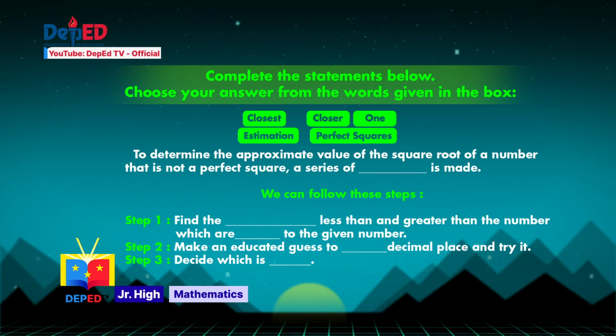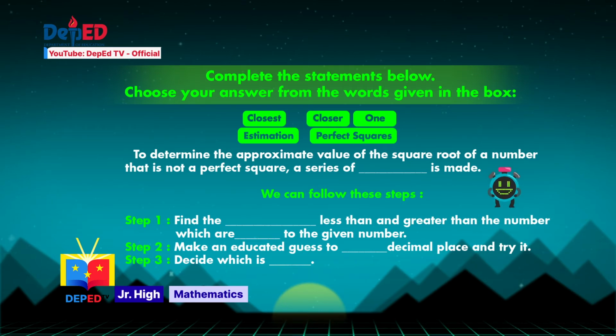To determine the approximate value of the square root of a number that is not a perfect square, a series of blank is made. We can follow these steps. Step 1. Find the blank less than and greater than the number which are blank to the given number. Step 2. Make an educated guess to blank decimal place and try it. Step 3. Decide which is blank. You have 30 seconds to complete the task. Timer starts now.